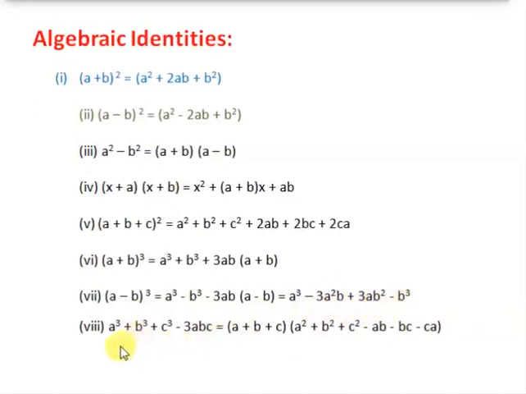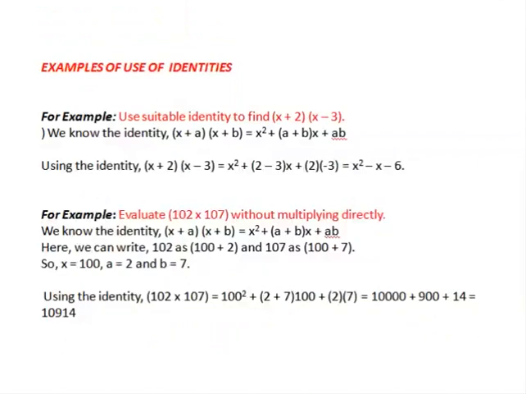The last one is a cube plus b cube plus c cube minus 3abc, that is (a plus b plus c) into (a square plus b square plus c square minus ab minus bc minus ca). Now we will see some examples of usage of these identities we have just studied.